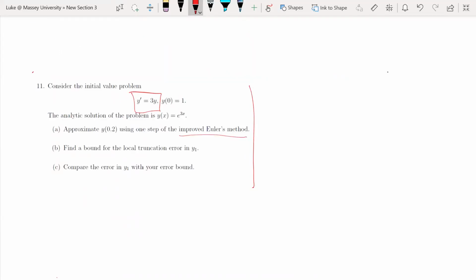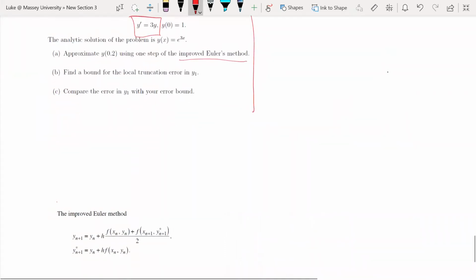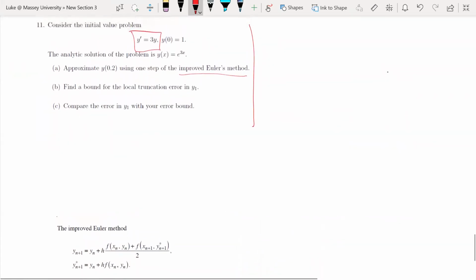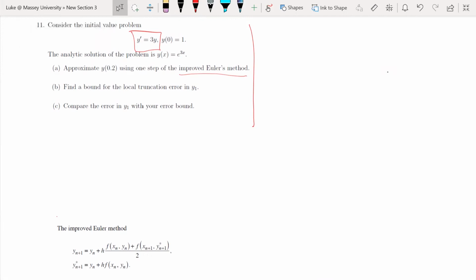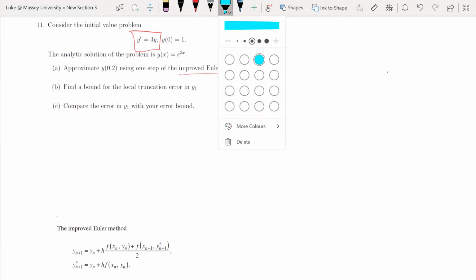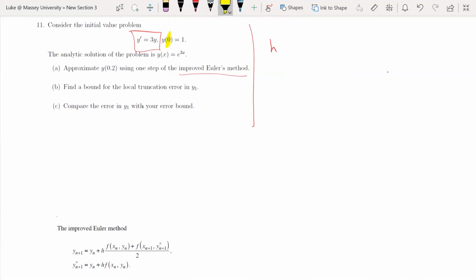Okay, so let's get to it. I have pasted the improved Euler's method down below. If you recall, this is a predictor-corrector algorithm, and we have to do 2 steps for the improved Euler's method. For part A here, we're asked to approximate y when x is equal to 0.2 using 1 step of the improved Euler's method. Because I'm only using 1 step, and my initial condition is x equals 0, y equals 1, I'm moving in 1 step from 0 to 0.2.